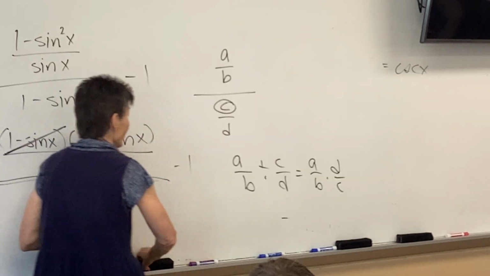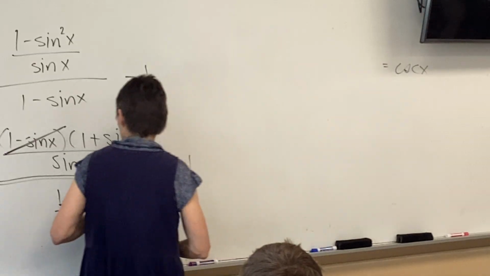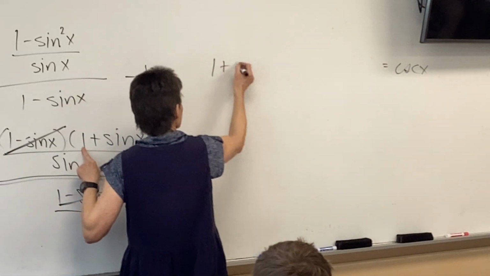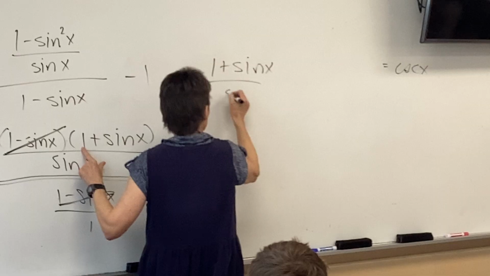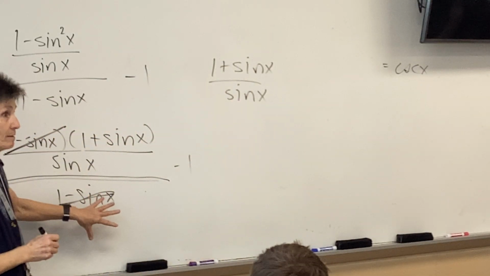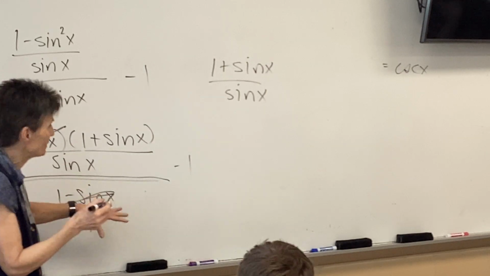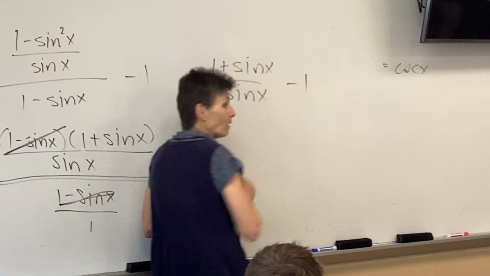Alright, so what have I got? Well, now that I've canceled that out, I have 1 plus sine over sine, and my denominator is now going. Oh, okay, I got it. So now I'm here.